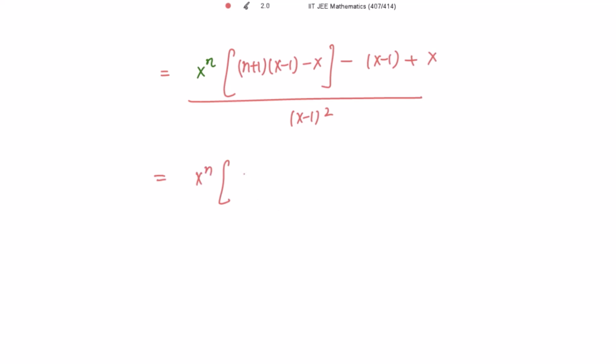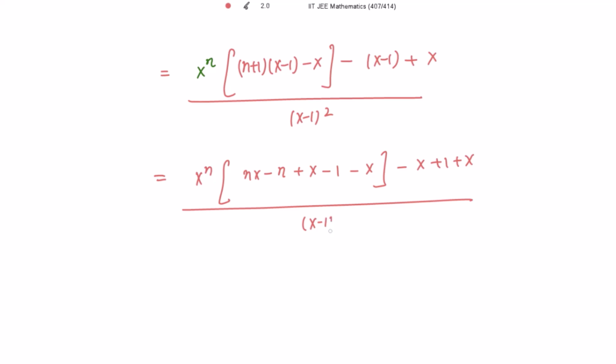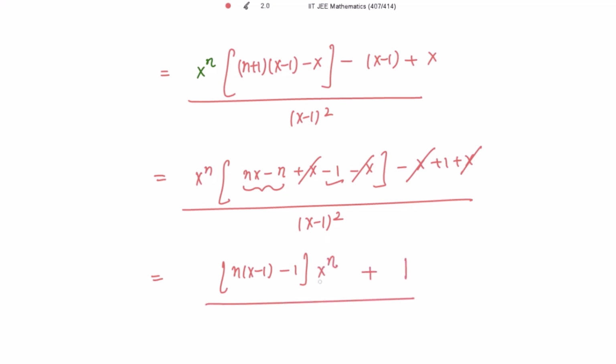Solving this bracket, we get nx minus n plus x minus 1 minus x plus 1 plus x divided by x minus 1 whole square. Cancelling these two and these two. In the bracket, let's take n common from first two terms. We get n into x minus 1 and then this negative 1. Writing x power n here, plus 1 divided by x minus 1 whole square.